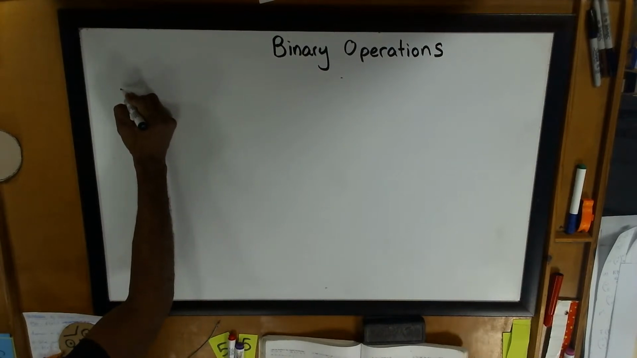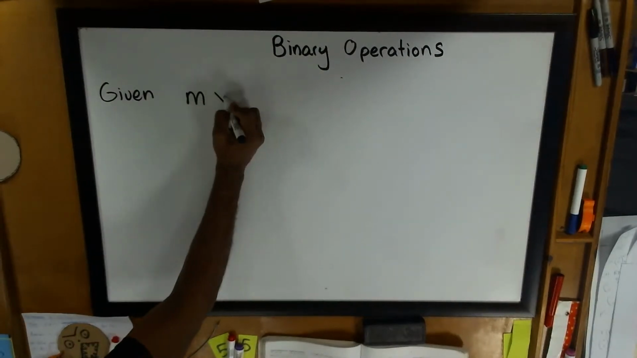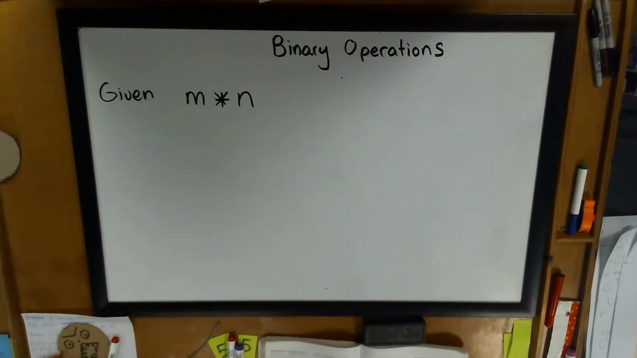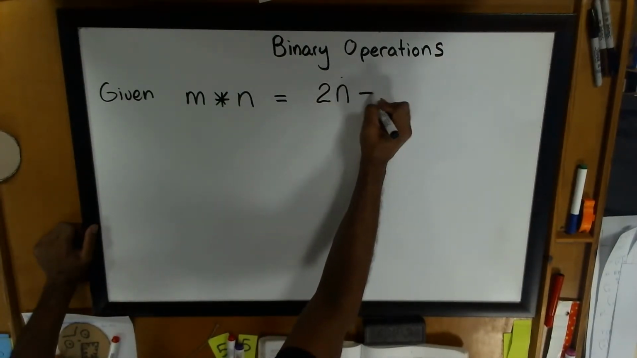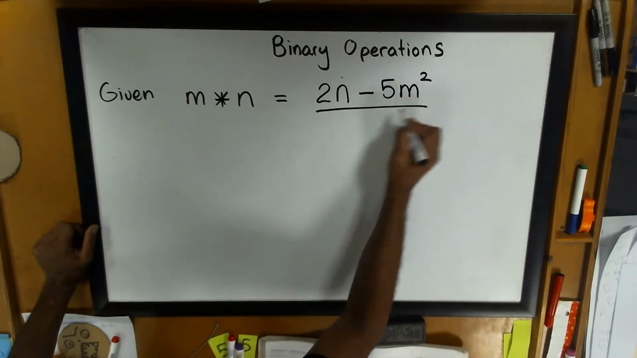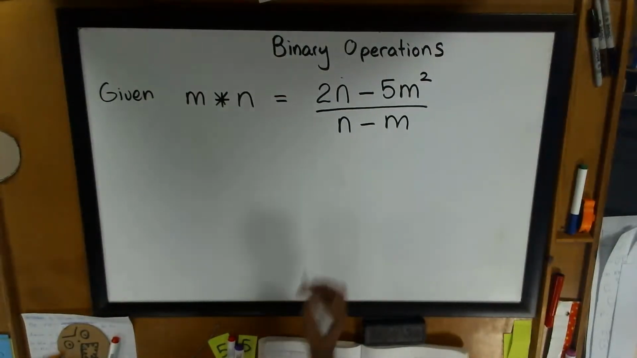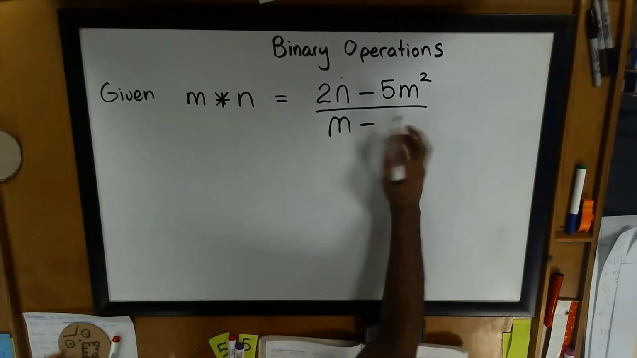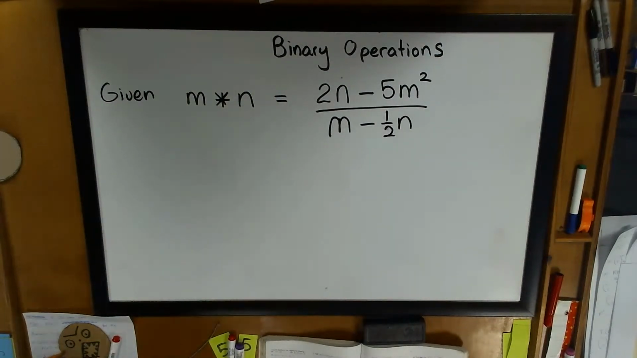Let's say that you're given m asterisk n is equal to 2n minus 5m squared divided by n minus m, right? So m minus a half n. I'm making it hard on purpose, just to challenge you, I guess.